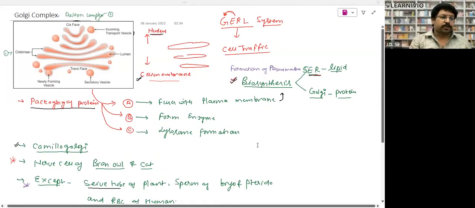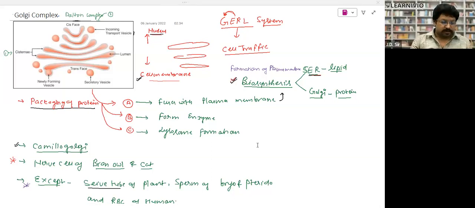Yes, sir. Okay, please draw the diagram quickly. It's very simple. Quick. Then I will dictate for you.